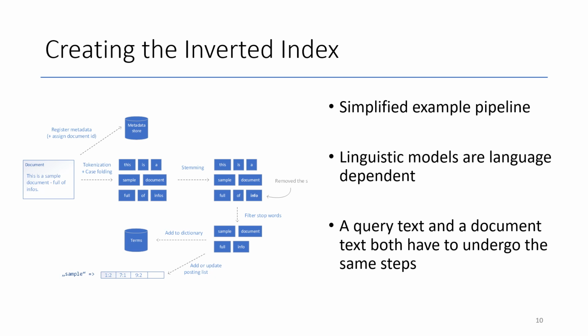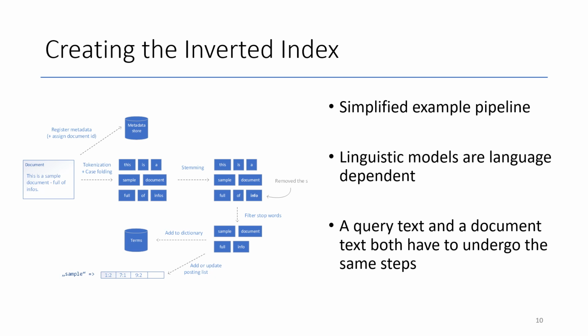And to create this inverted index, we process documents in a simple pipeline. So here we process a document one by one, and it starts off by registering metadata and assigning a document ID. Then we tokenize the document and, for example, lowercase every single word.